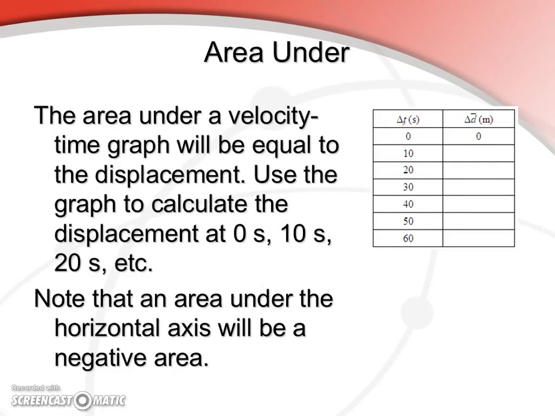So now let's talk about the area underneath the curve. As we've covered before, the area under a velocity time graph is equal to the displacement. We can use the graph to calculate the displacement at various increments. Please do that now, pause the video, and return when you've done that. Don't forget that the area under the horizontal axis will be negative.